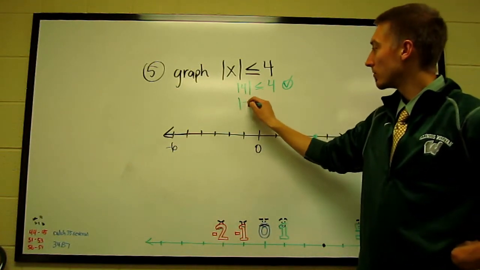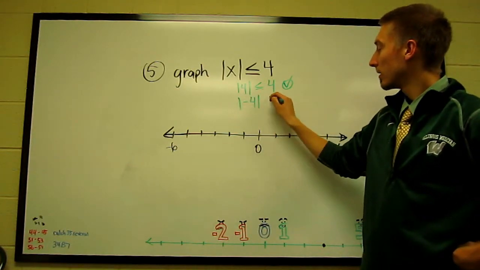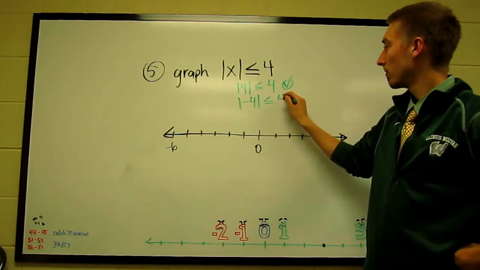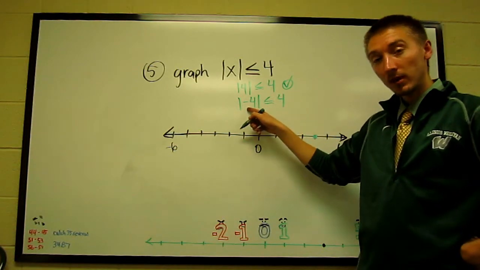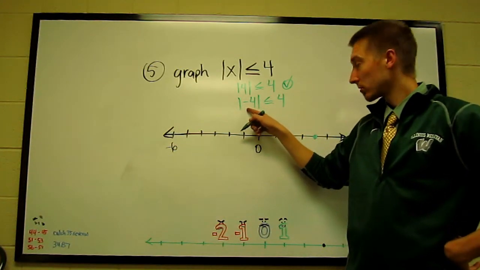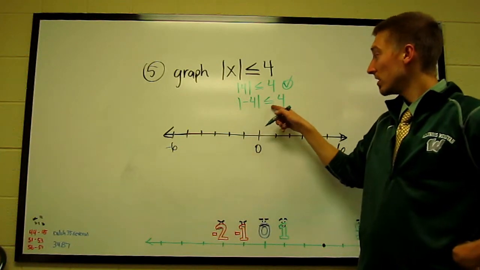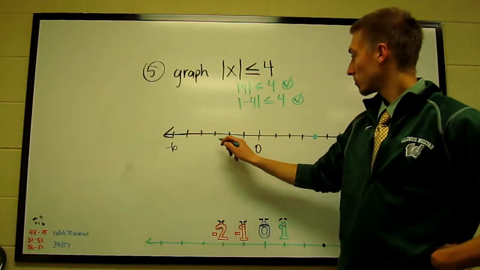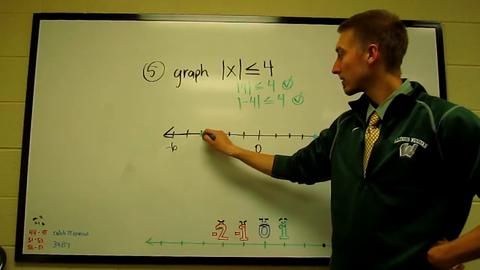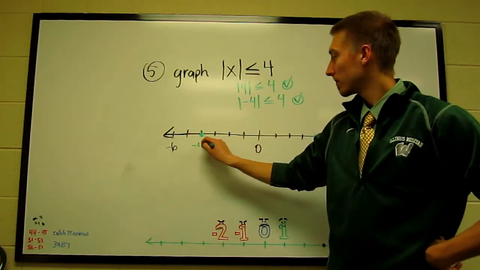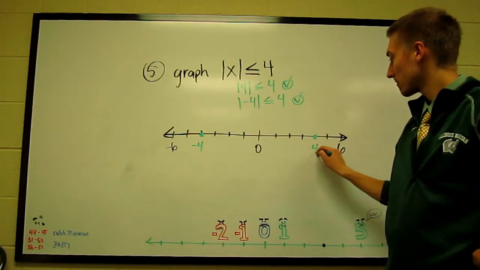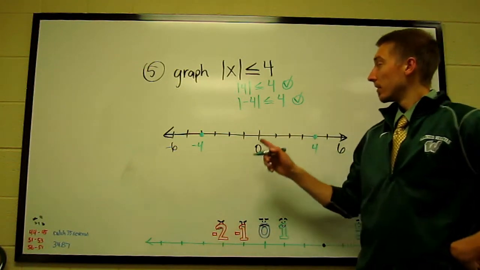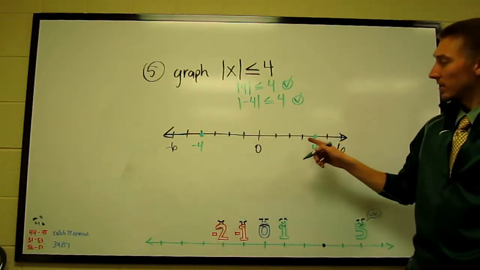Now what about the absolute value of negative 4? Is that less than or equal to 4? Well, the absolute value of negative 4 is 4, okay? And that is equal to 4. So that will be right here at negative 4. I should really be labeling these. Now, we have these 2 points.